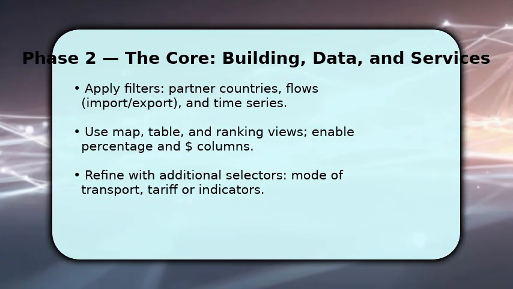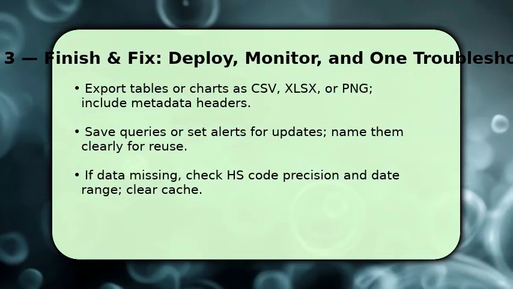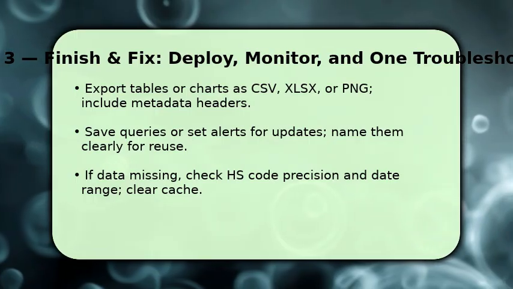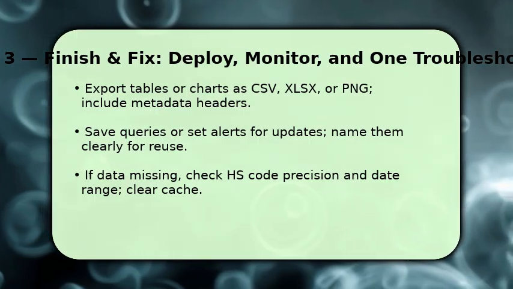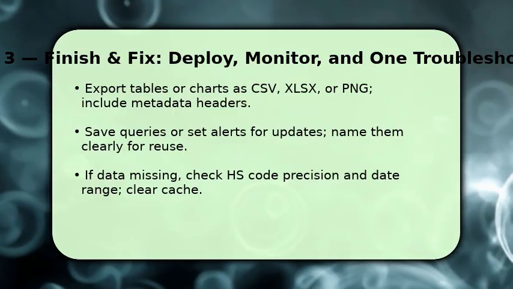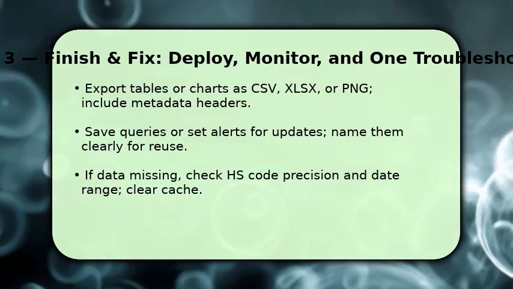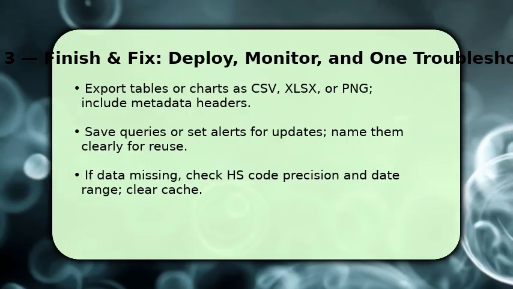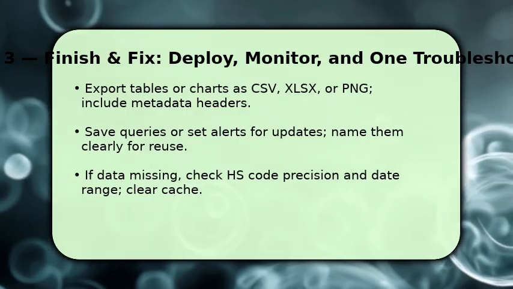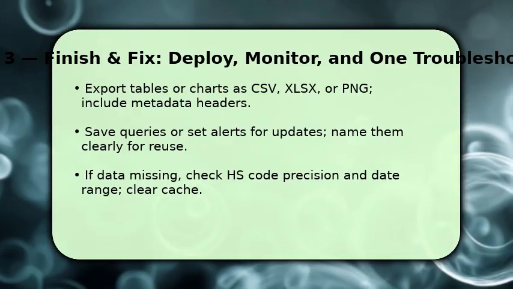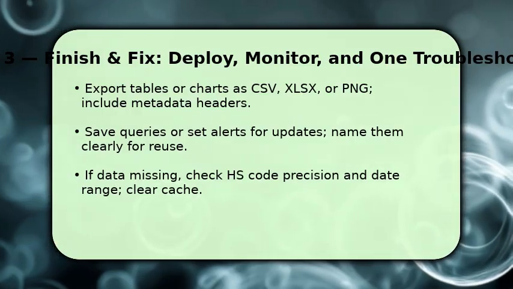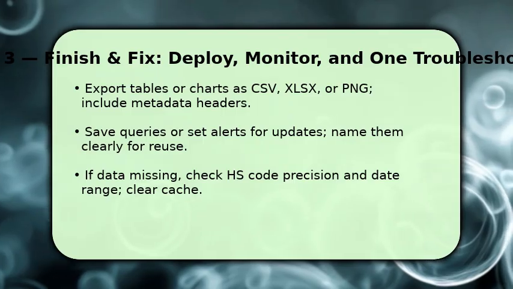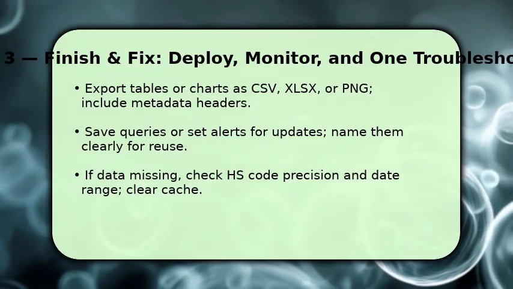To finish, export the results you need. Download tables as CSV or XLSX, and save charts as PNG when you need visuals for reports. Once done, save the query or create an alert so future updates arrive automatically, and name saves clearly for easy retrieval. If you hit missing or inconsistent data, verify the HS code precision and date range first.